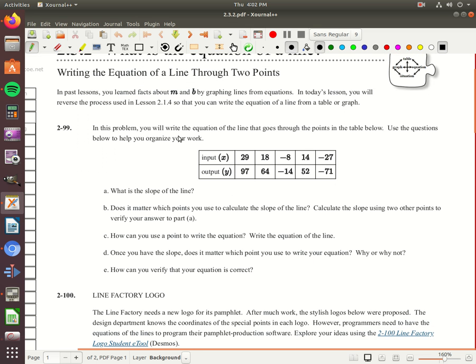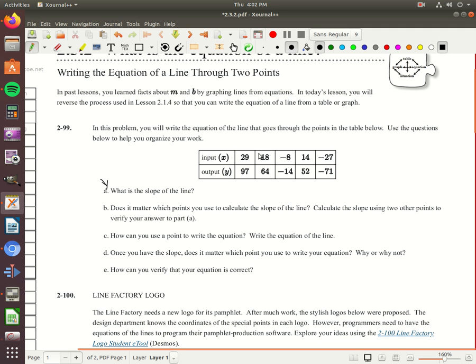So in this problem, you will write the equation of a line that goes through the points in the table below. Use the questions to help you organize your work. So what's the slope of the line? And this is what's so important: if we can get the slope, then we're right back where we were in section 2-3-1, and we can use the equation y equals mx plus b. So very simple. It's just a matter of getting the slope.